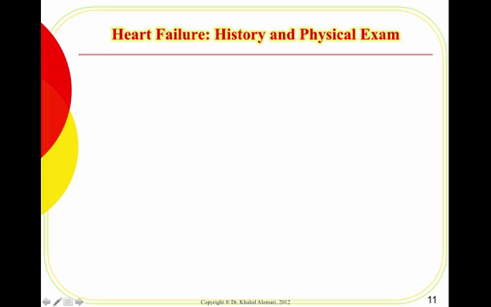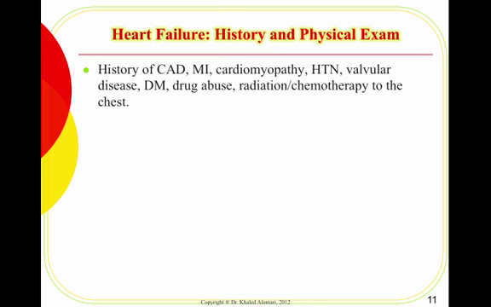Okay, so now you understand the etiology. Now you understand what is expected to find in the history of these patients. As you see, age is a major factor. The statistics state that in patients older than 65 years old, the rate of heart failure is almost 1%. Diabetes can cause that, radiation, chemotherapy, drug abuse, all these are risk factors.